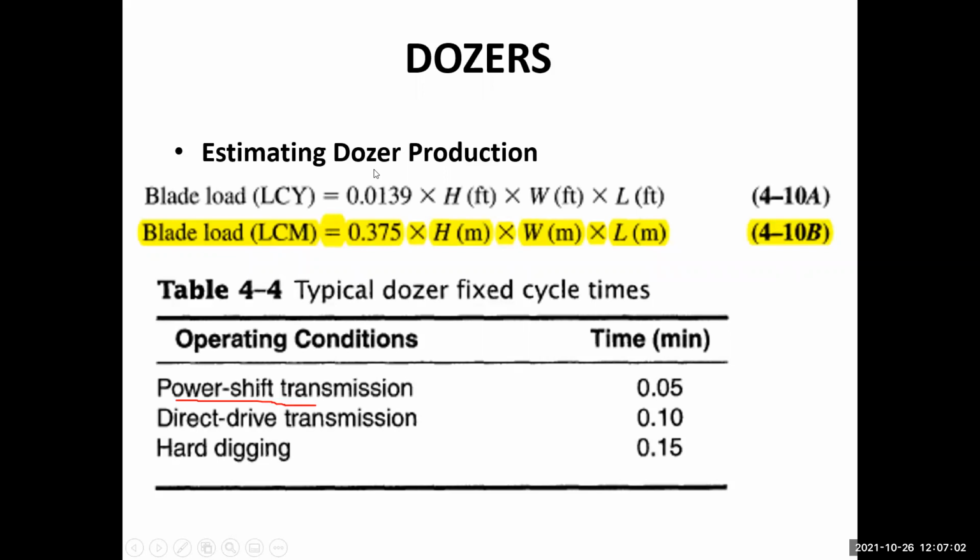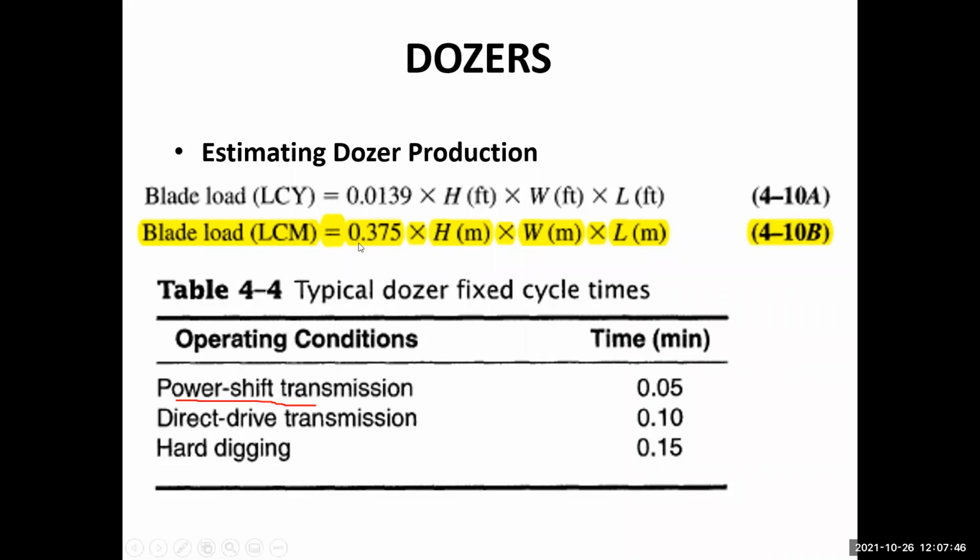So for the estimation of the dozer production, we have a few equations which we can consider. First equation is this: 0.375 H times W times L. That is, the blade load of the dozer production is equal to 0.375 times H times W times L, where H, W, and L are the height, width, and length of the blade.